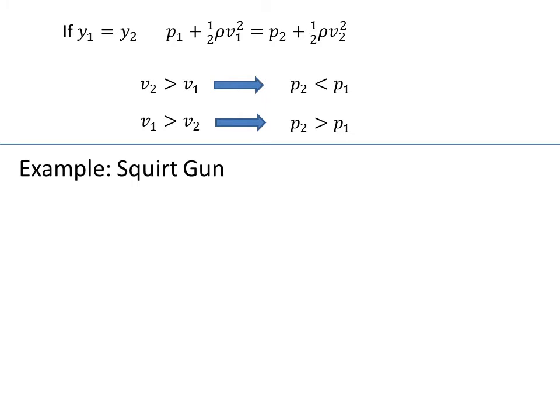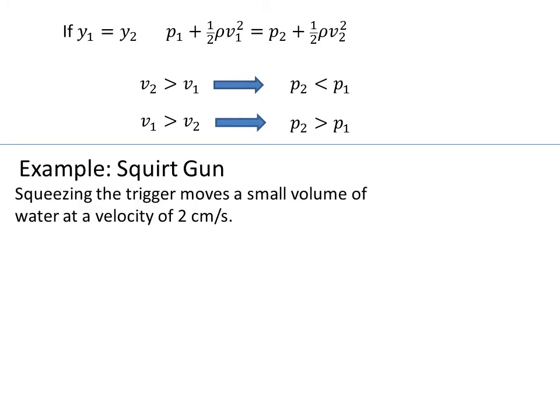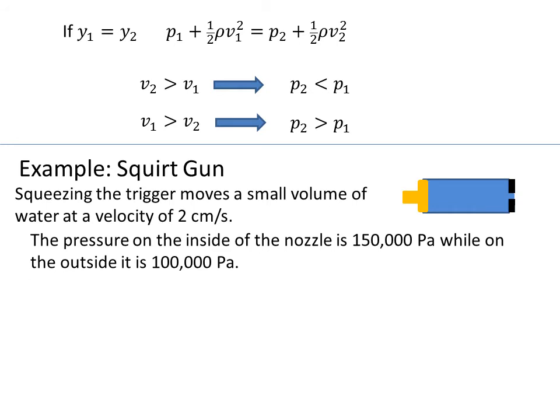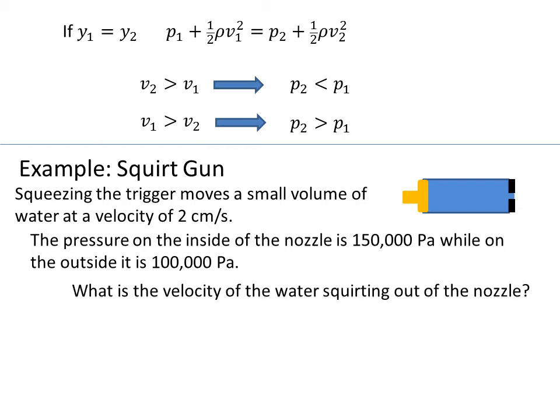Let's look at an example. Let's look at a squirt gun. When you squeeze the trigger, it moves a small volume of water at a velocity of about 2 centimeters per second. Here's our squirt gun, and as the plunger goes in, it squirts out some water. You can see that again. Okay, the pressure on the inside of the nozzle is about 150,000 pascals, while on the outside it's the atmospheric pressure of about 100,000 pascals. So what is the velocity of the water squirting out of the nozzle?